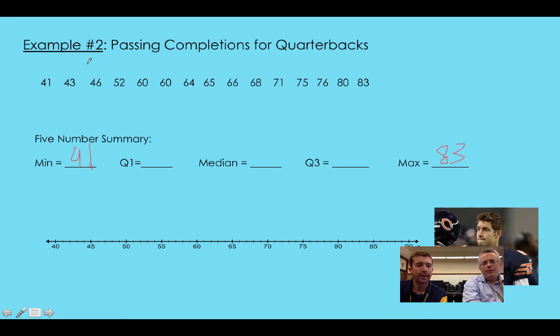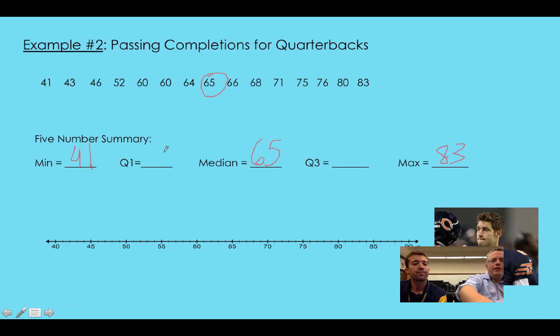Median, we have 1, 2, 3, 4, 5, 6, 7, 8, 9, 10, 11, 12, 13, 14, 15. So 15 divided by 2 is 7.5, which means it separates into 7, 7, and 1 in the middle. So 1, 2, 3, 4, and that should be right here. So 65. Unless I made a boo-boo. Oh man, that looks in the middle. That's amazing.